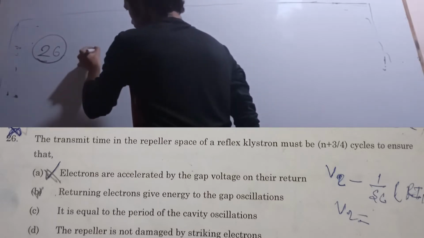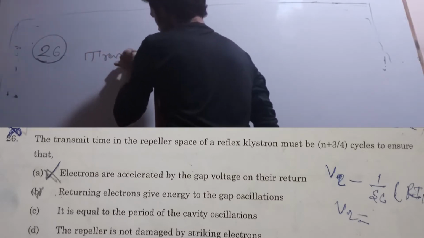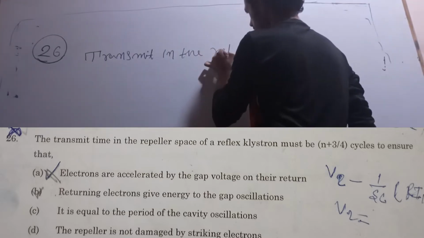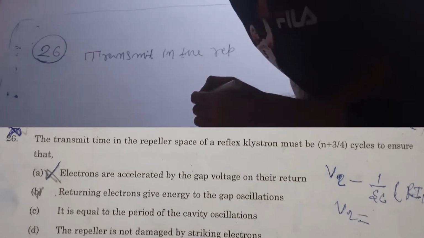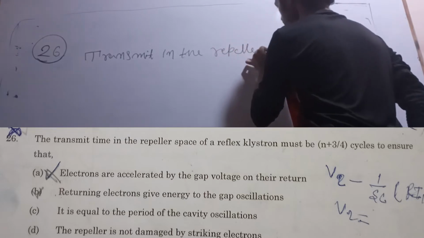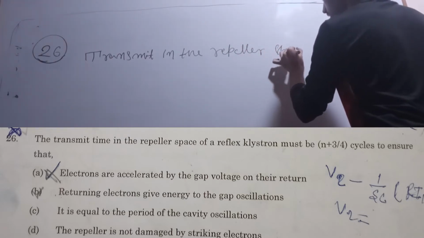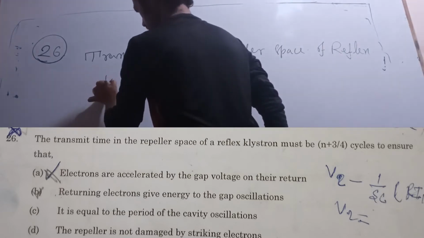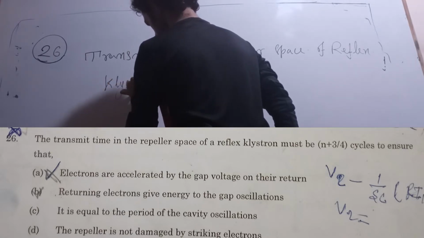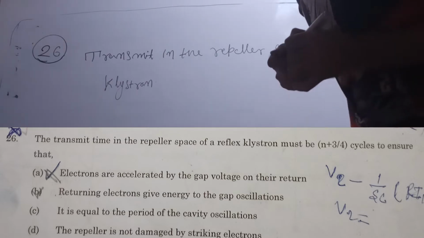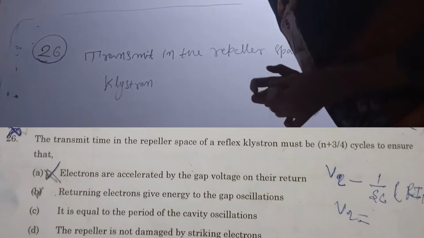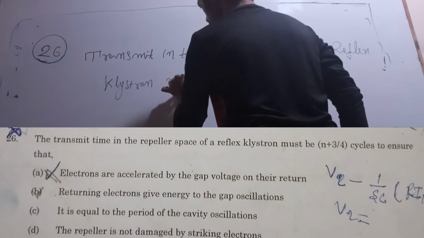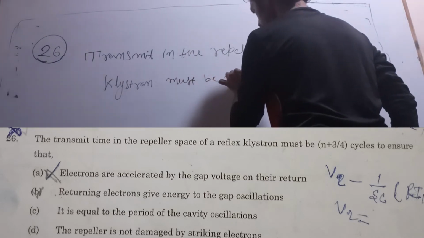Transmit time in the repeller space of the reflex klystron. Transmit time in the repeller space of reflex klystron must be n plus 3/4 cycle. Must be what? Must be n plus 3/4 cycle.